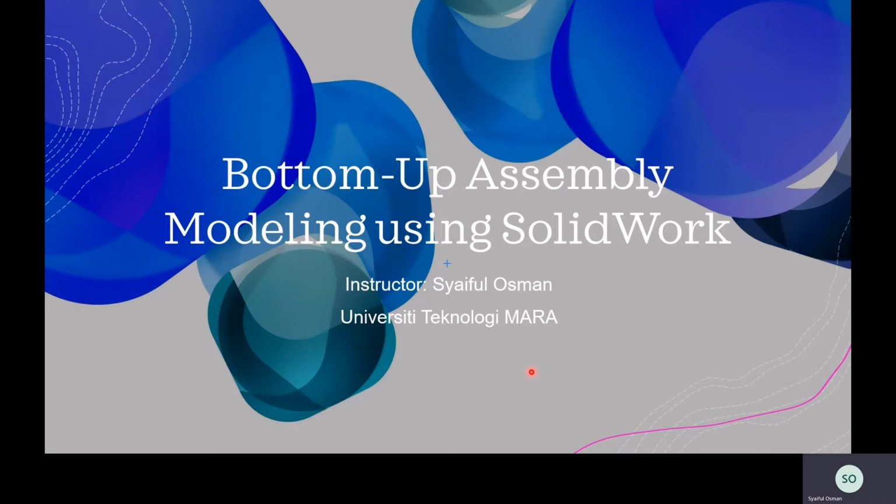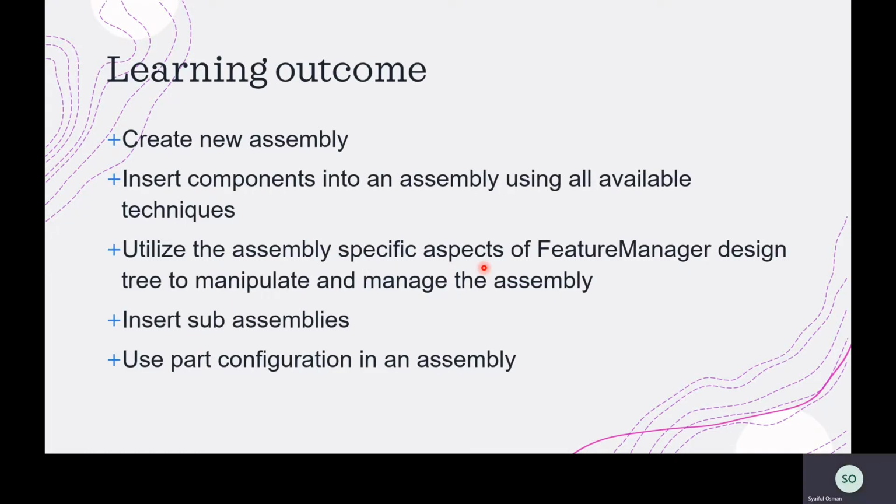In this lesson, we will learn about bottom-up assembly modeling using SolidWorks. It is hoped that by the end of this lesson, you will be able to create a new assembly, insert components into an assembly using all available techniques, utilize the assembly-specific aspects of the FeatureManager design tree to manipulate and manage the assembly, insert sub-assemblies, and use part configurations in an assembly.